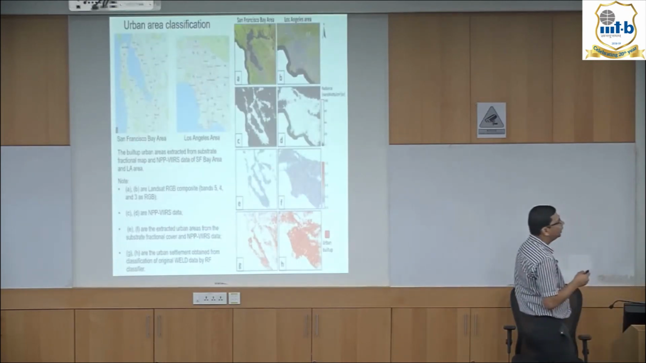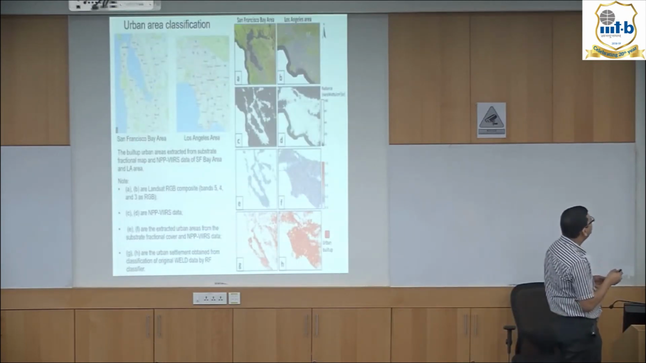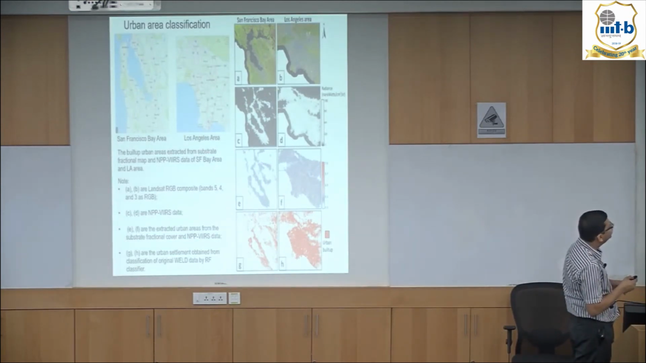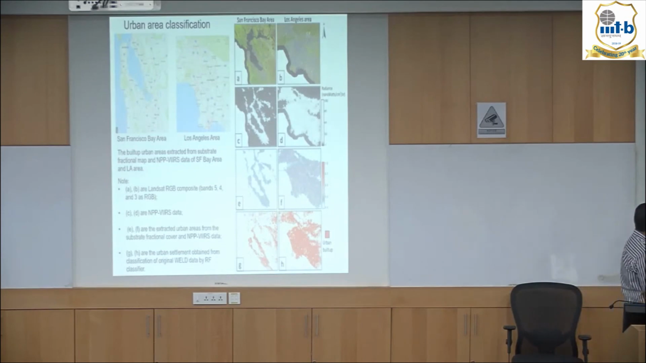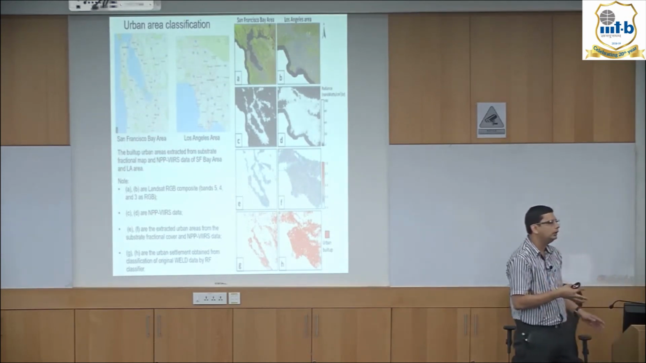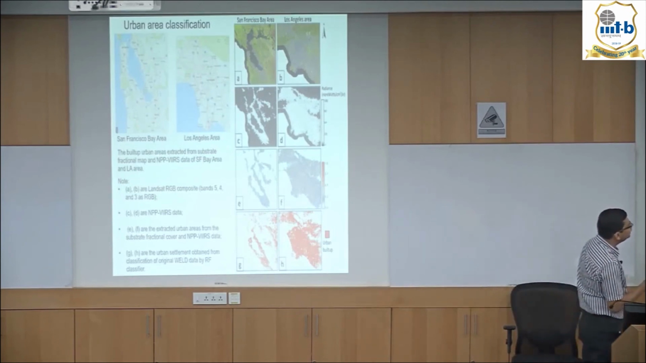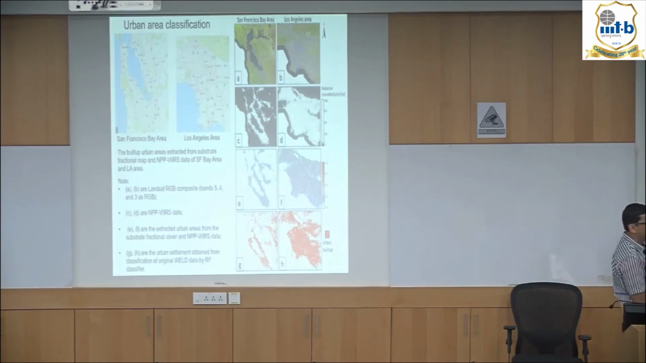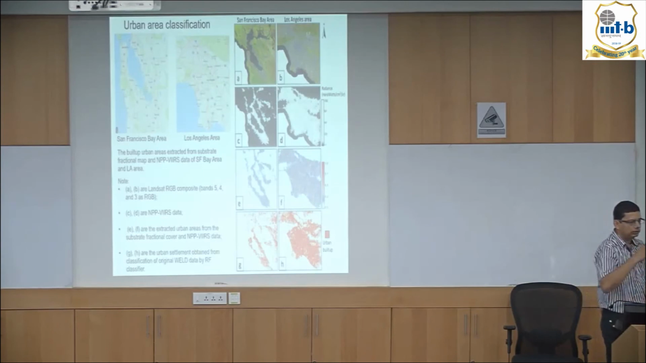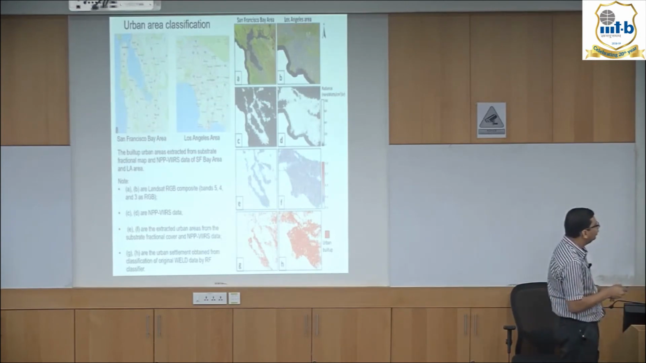Now, these are the two urban areas we studied. One is the San Francisco Bay Area, and one is the Greater Los Angeles area. So these are the two true color composites. This is the nighttime light data, which captures all the light intensity across the roads, buildings, in and around the city. The unit is nanowatts per centimeter square per steradian, and this, in conjunction with this output, was used as a threshold to obtain all the city areas.